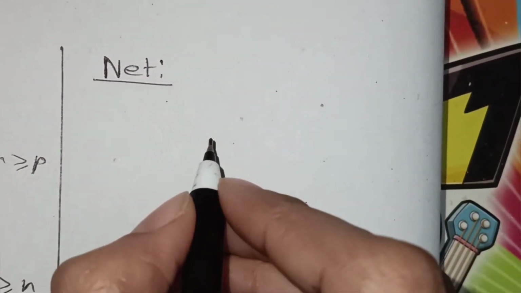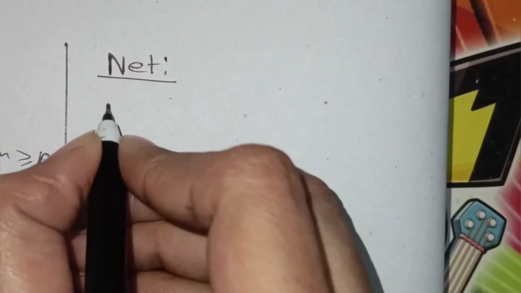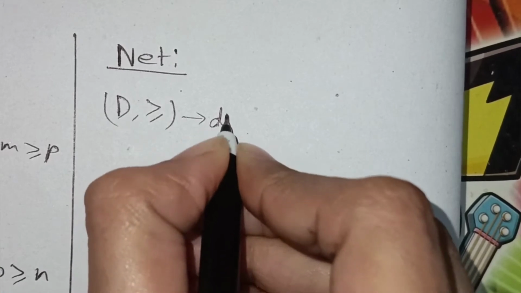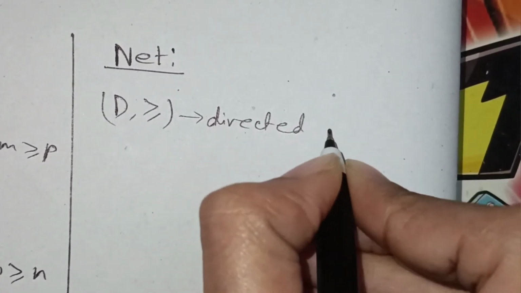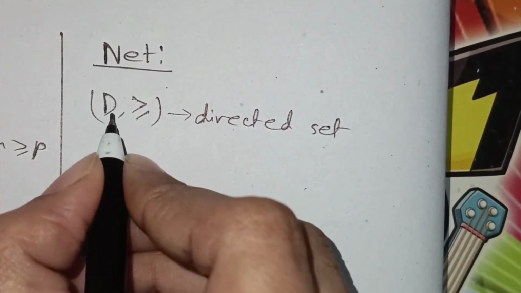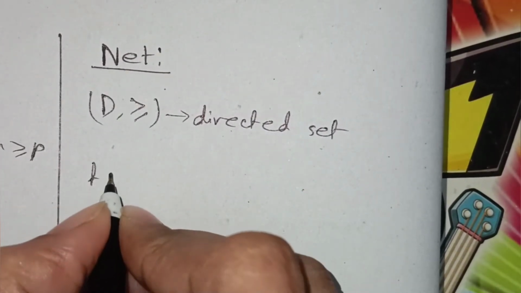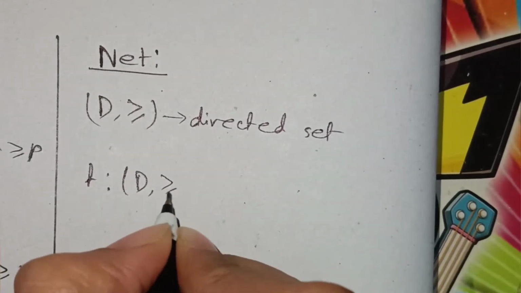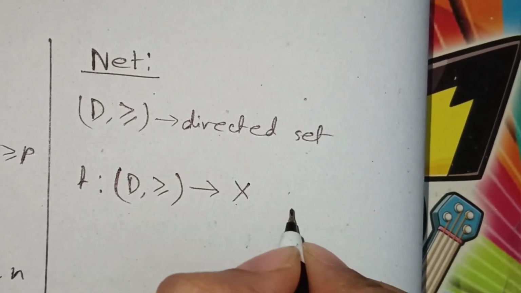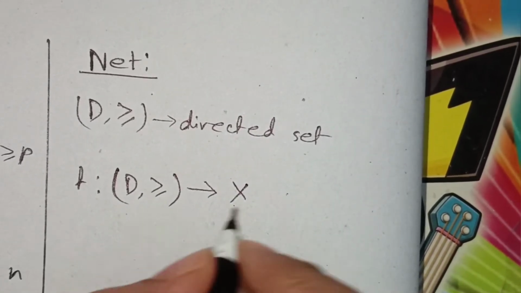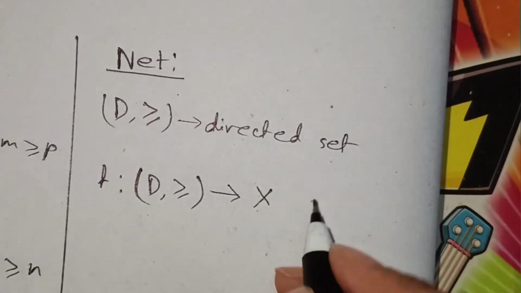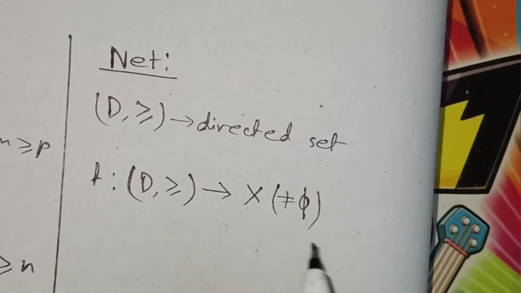Next definition. Net. Net is also a function. Let D with the relation ≥ be a directed set, which means this relation is a direct on the set D, and a net is a function from (D, ≥) to a non-empty set X. This function is simply called a net. X is not equal to phi.